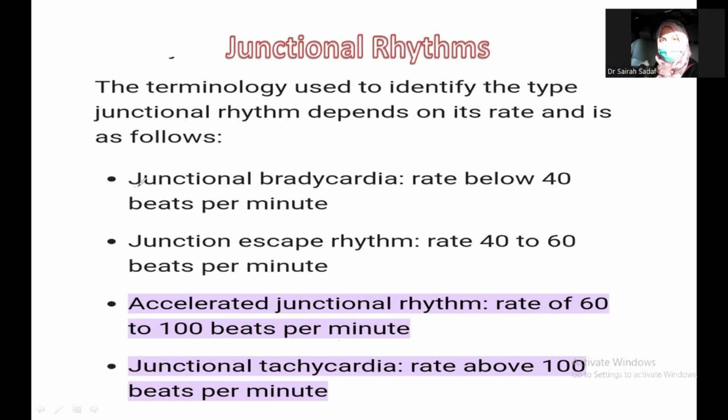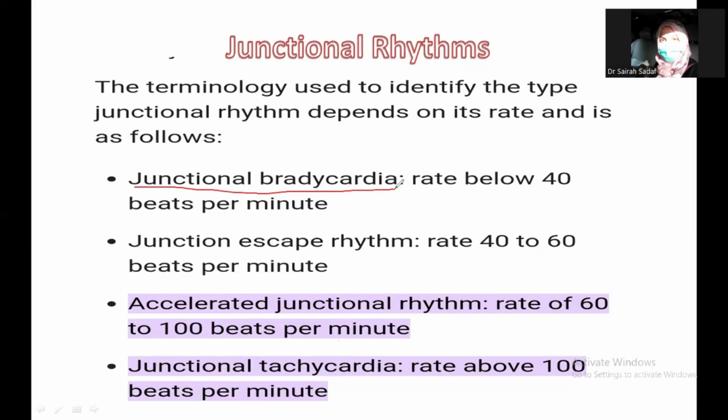Okay, first of all, junctional bradycardia. As the name indicates, the rate will be below 40 beats per minute. How will you differentiate junctional bradycardia from sinus bradycardia? Anyone? How will you identify on the ECG tracing that it's junctional bradycardia and not a regular sinus bradycardia? The P wave may be absent, and if it's present, it will be inverted or buried in the QRS complex. Okay, that's all.